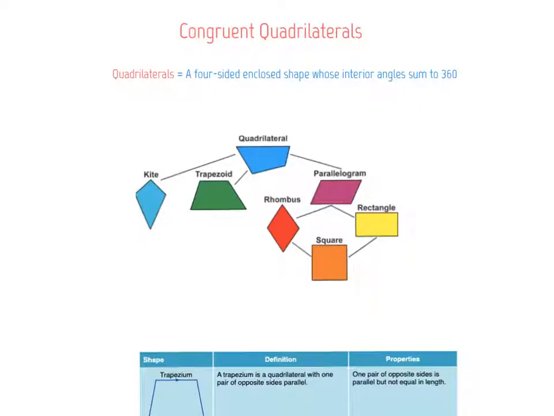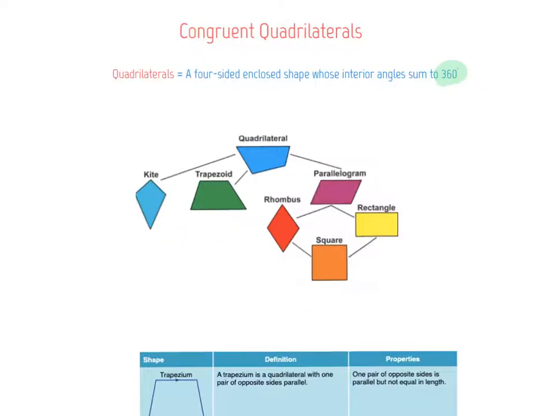Hey everyone, in this video we will have a look at congruent quadrilaterals. In the previous video we had a look at congruent triangles, and we will use those ideas to prove certain elements of quadrilaterals. A quadrilateral is a four-sided enclosed shape whose interior angles sum to 360 degrees. It's really important that we know that.